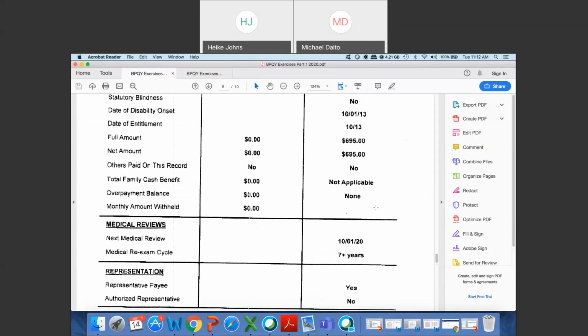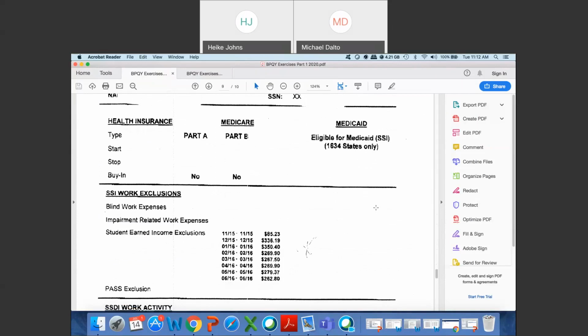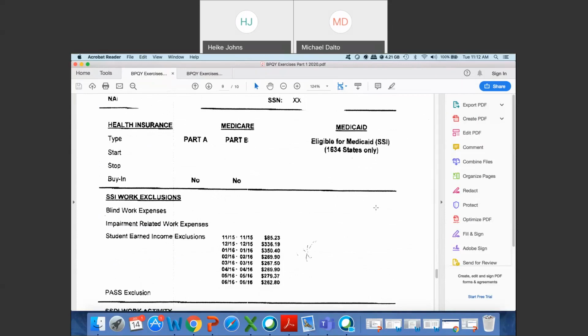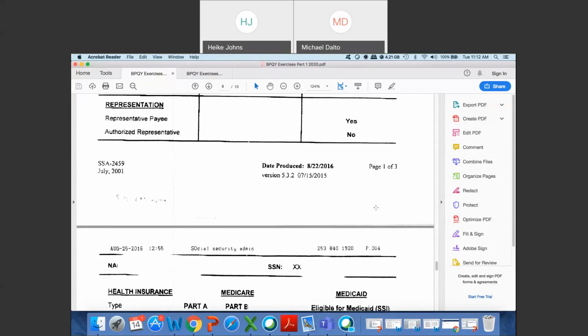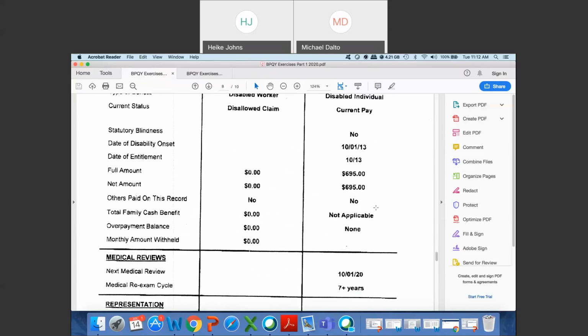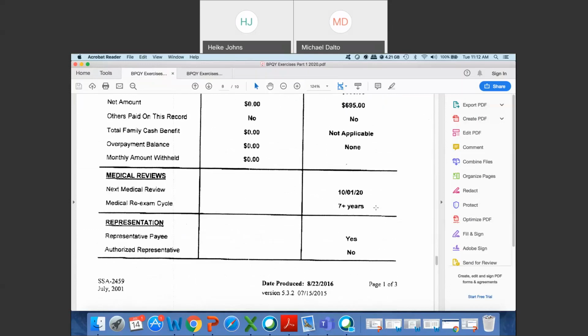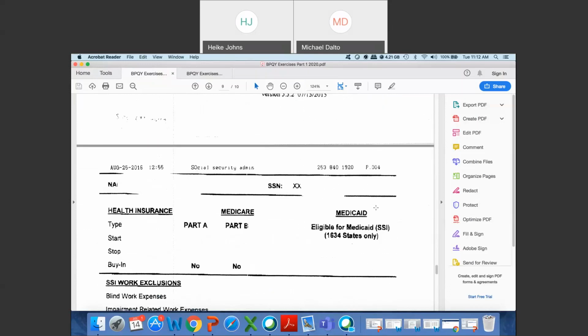We can see that their earnings shouldn't be reducing their SSI because the student earned income exclusion excluded all of their earnings from being counted. It could be unearned income, could be some deemed income, or some other reason. That's something you'd want to research. Why isn't the person getting the full SSI benefit amount?